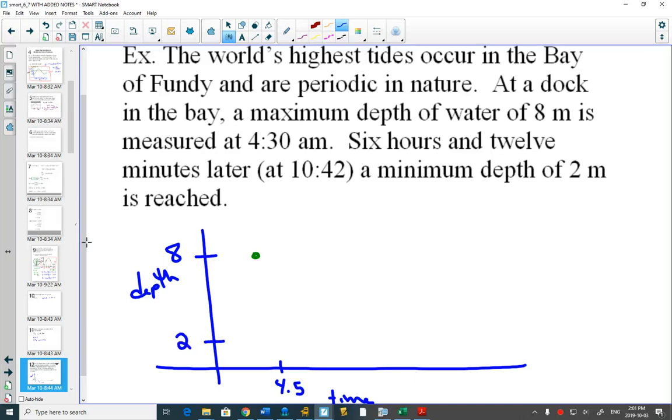Then we have a minimum at 2 meters, 6 hours and 12 minutes later. So if this is 4 hours, 6 hours and 12 minutes later we'll be there. 10:42. If I put 4.5 for 4:30, what should I put for 10:42? How do I figure that out?